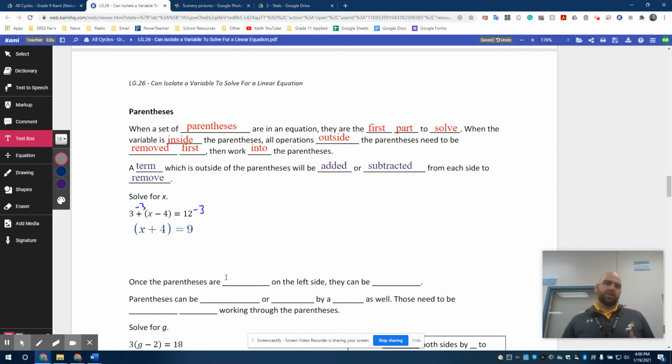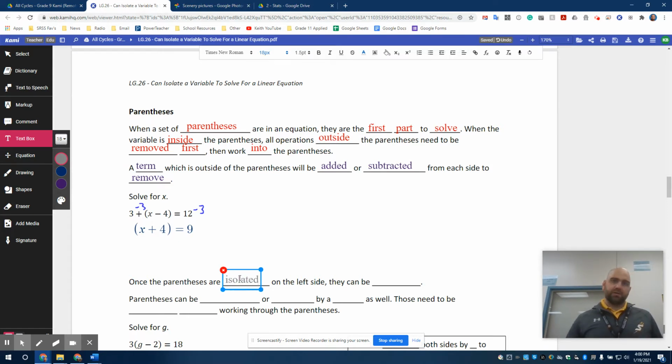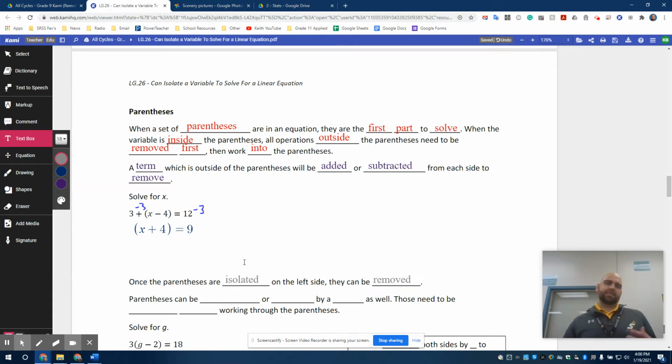Now, once the parentheses are isolated, you notice that they're all by themselves on the left-hand side. They can be removed. So we're going to get rid of the parentheses and just leave it like that. And sorry, that should be subtract 4. I made that mistake. It should be subtract 4.